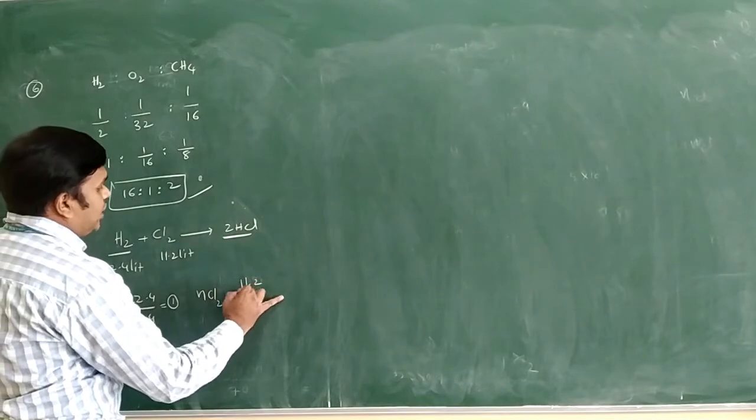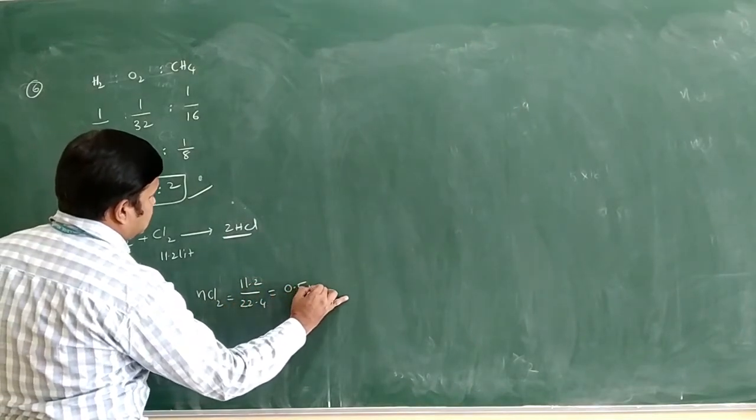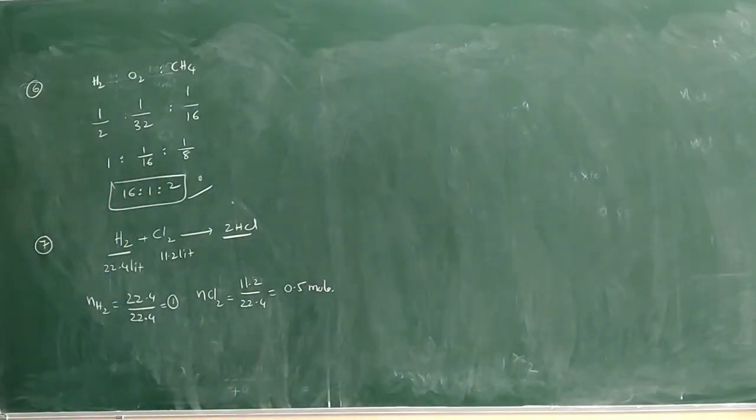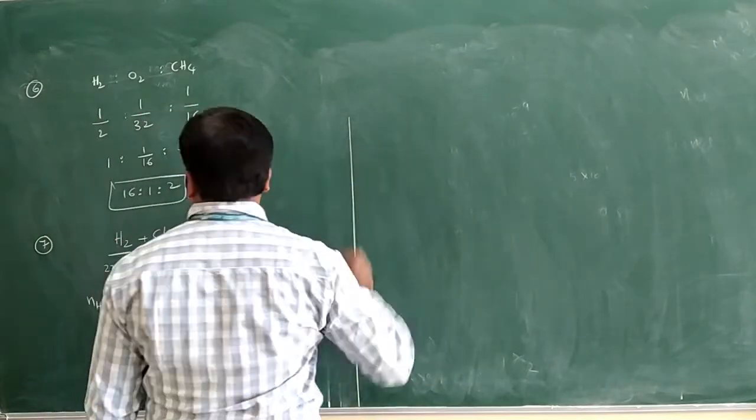This is 11.2 by 22.4. You will get 0.5 mole only. Now what concept can we apply here? The limiting reagent concept, by taking the number of moles of each gas. If you want to apply the limiting reagent concept, I am writing here.